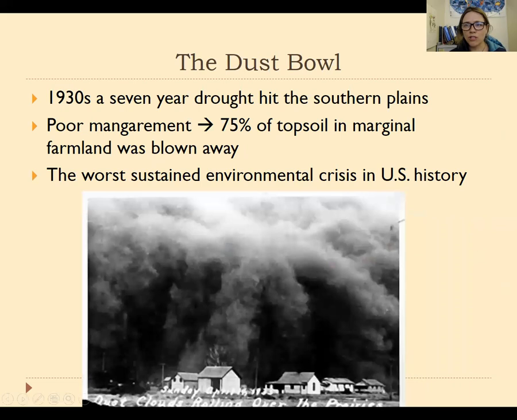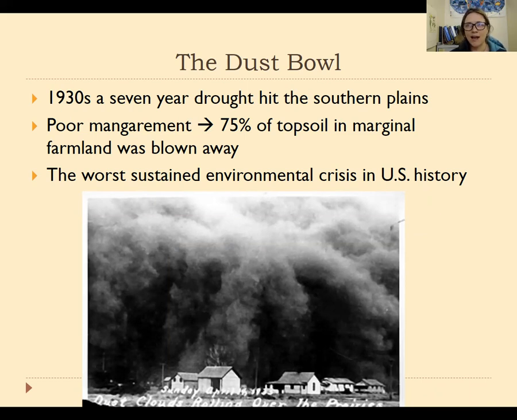So one of the most extreme examples we know of a massive erosional crisis in our country is the Dust Bowl. Probably anyone who grew up in the United States has learned something about the Dust Bowl throughout their education. And as you may or may not remember, it took place in the 1930s. It overlapped with the period of the Great Depression, which made the whole thing much more severe. But it was about a 7-year-long drought that hit the Southern Plains area.